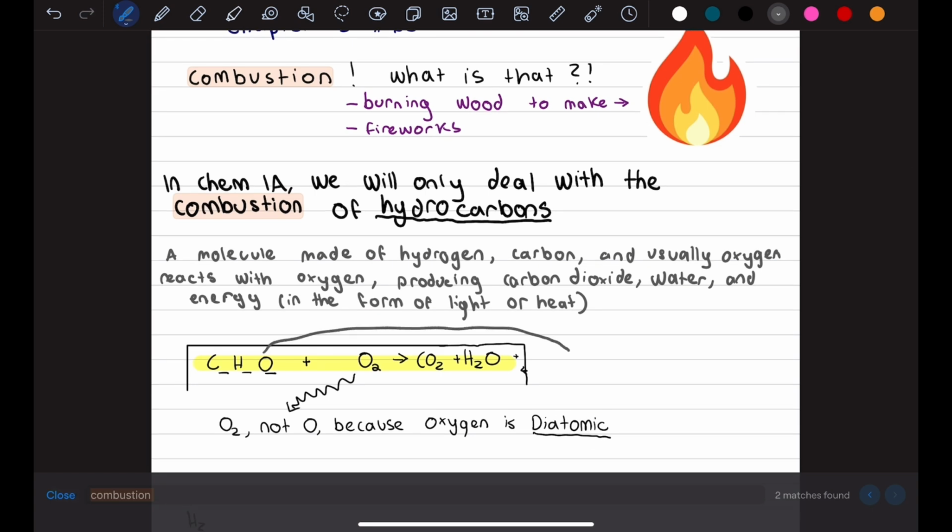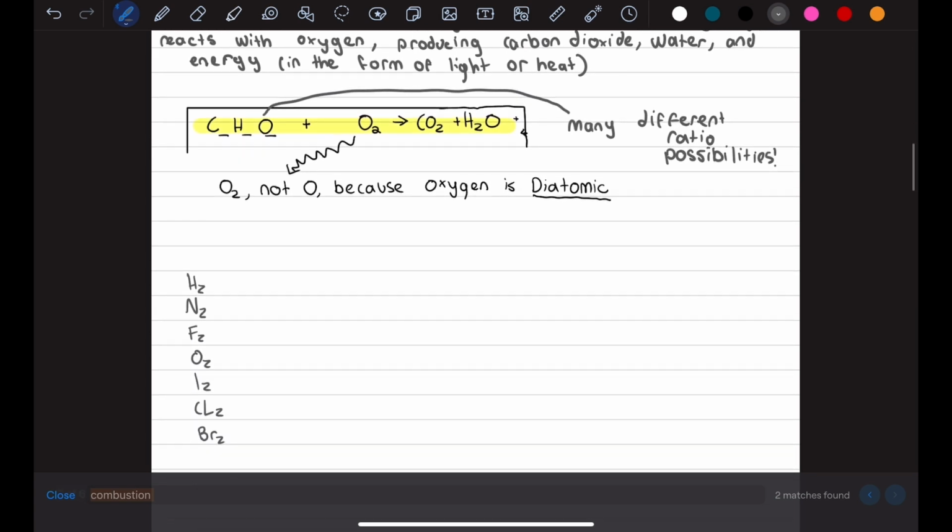The formula of the reaction will always look like this, and the molecule can have many different atomic ratios involving those three elements. It's also important to note that we write O2 instead of just O, because oxygen is a diatomic atom, which means that when it's by itself and not part of a larger molecule, it always exists as 2. Here's a mnemonic that you can use to remember the rest of the diatomic elements.